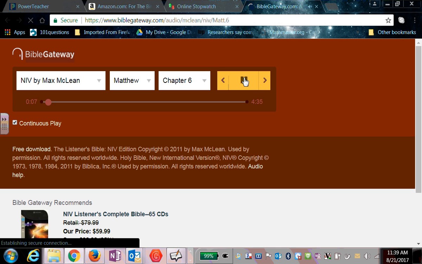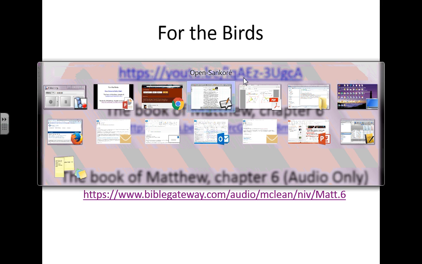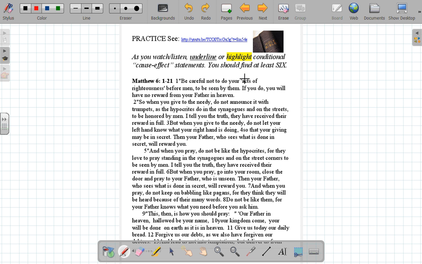If you do, you will have no reward from the Father in heaven. When you give to the needy, do not announce it with trumpets, as the hypocrites do in the synagogues and on the streets, to be honored by others. Truly I tell you, they have received their reward in full. But when you give to the needy, do not let your left hand know what your right hand is doing, so that your giving may be in secret. And your Father, who sees what is done in secret, will reward you.